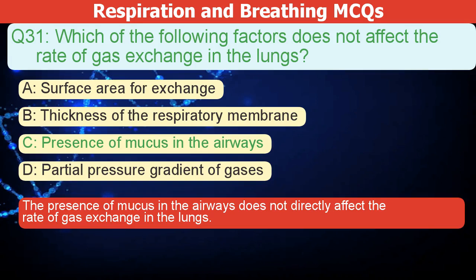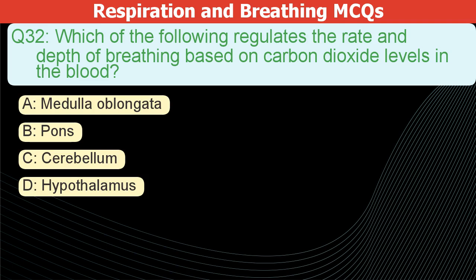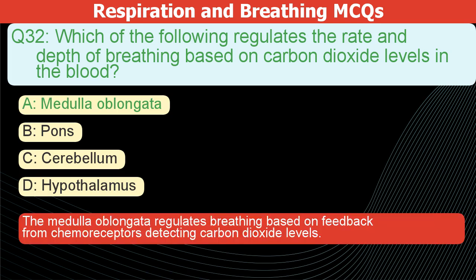The correct answer is C. The presence of mucus in the airways does not directly affect the rate of gas exchange in the lungs. Which of the following regulates the rate and depth of breathing based on carbon dioxide levels in the blood? A. Medulla oblongata. B. Pons. C. Cerebellum. D. Hypothalamus. The correct answer is A. The medulla oblongata regulates breathing based on feedback from chemoreceptors detecting carbon dioxide levels.